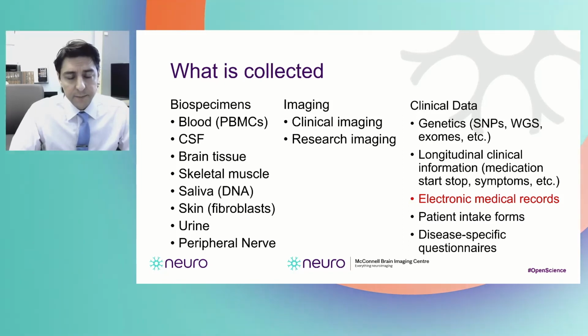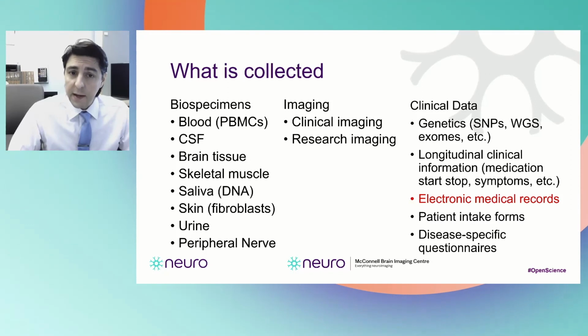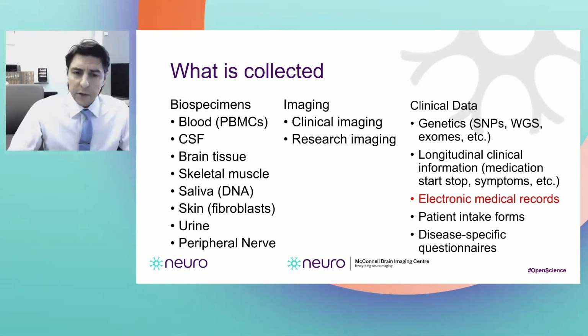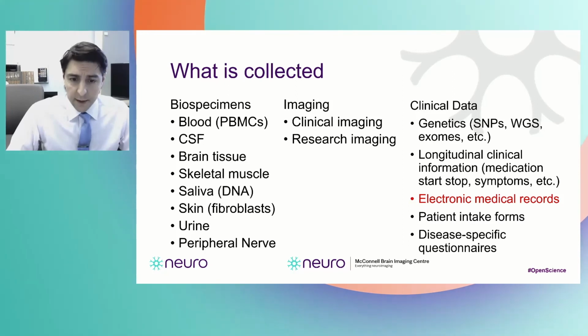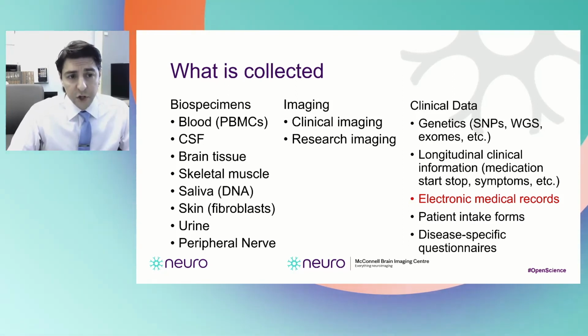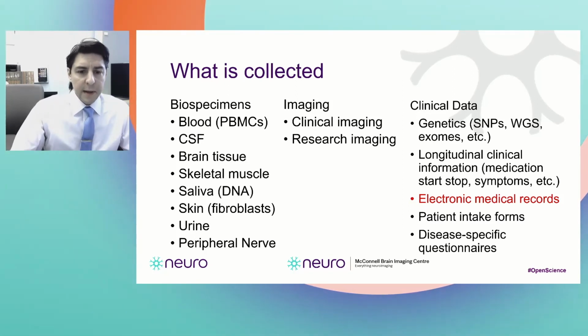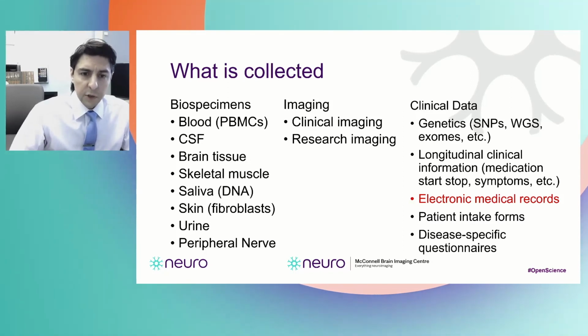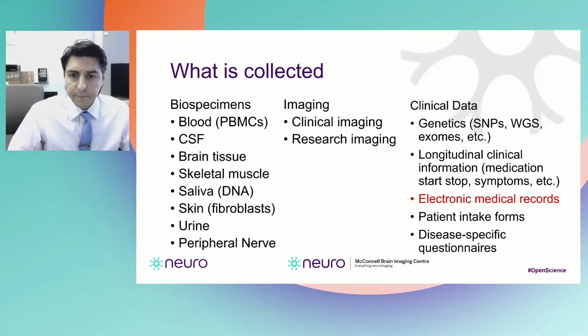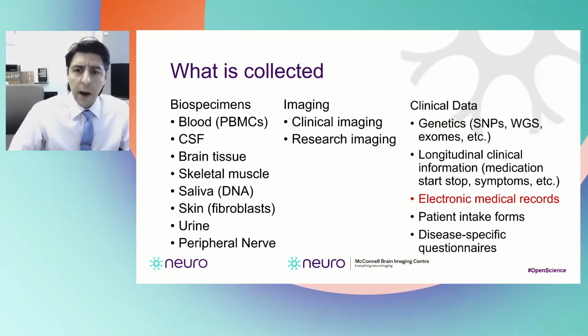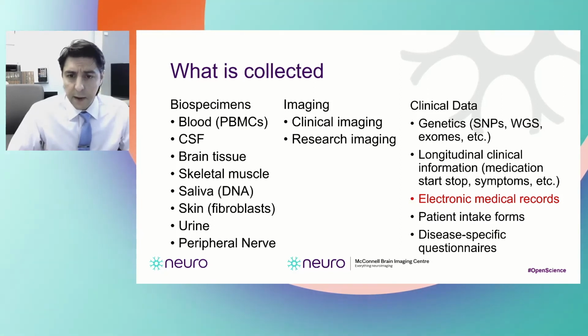which can be used to do molecular interrogation of neurological diseases. In terms of imaging, we can collect both clinical imaging, meaning the scans and studies that are done as part of clinical care, but also research-specific imaging. And the Neuro is lucky to have one of the largest brain imaging centers in the world, certainly the largest in Canada, and that allows us to do imaging series that we would not be able to do in the clinical setting. And finally, we collect a wide array of clinical data.